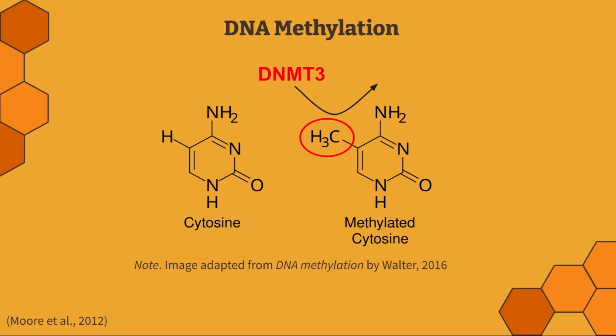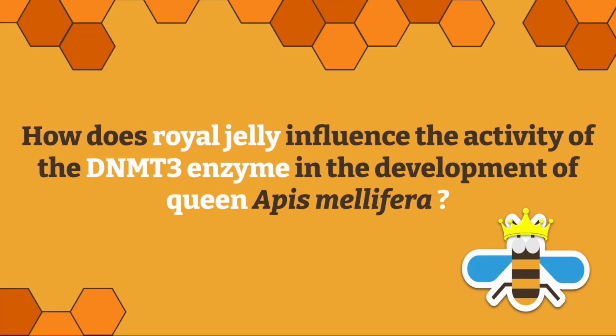So, given that DNMT3 plays a major role in DNA methylation, and that there seems to be a unique component of the diet involved in these developmental changes, my question is, how does royal jelly influence the activity of the DNMT3 enzyme in the development of queen Apis mellifera?